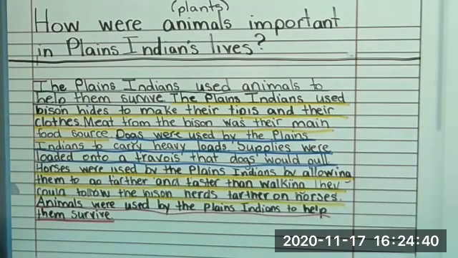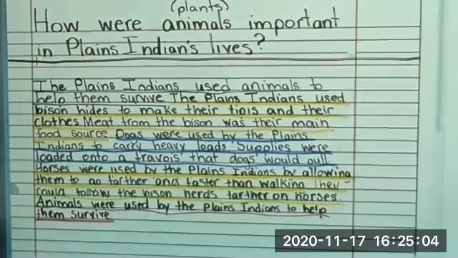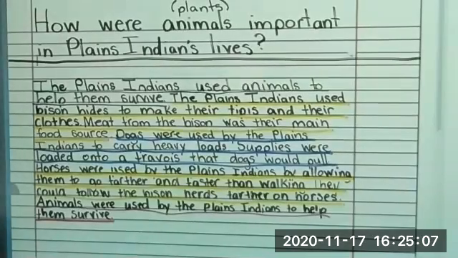The Plains Indians used animals to help them survive. The Plains Indians used bison hides to make their teepees and their clothes. Meat from the bison was their main food source. Dogs were used by the Plains Indians to carry heavy loads. Supplies were loaded onto a travois that dogs would pull. Horses were used by the Plains Indians by allowing them to go farther and faster than walking. They could follow the bison herds farther on horses. Animals were used by the Plains Indians to help them survive.